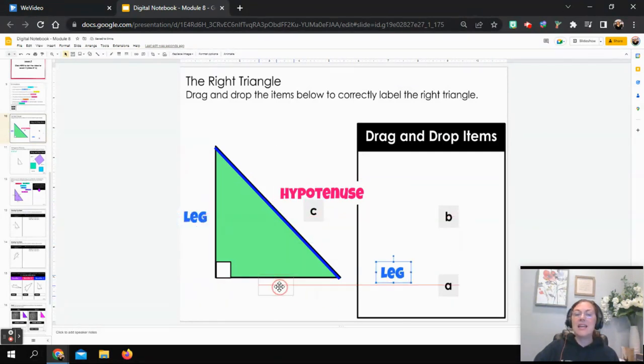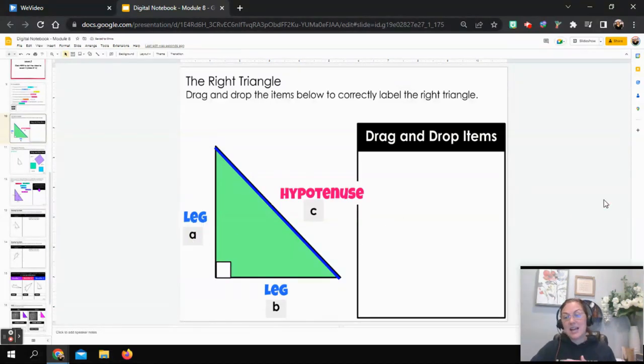Now, each of the other sides is called a leg. You can let either one be A or B. It doesn't matter which one you say is A or which one you say is B, as long as C is the hypotenuse, you'll be fine. Let's go on to slide 11 then.